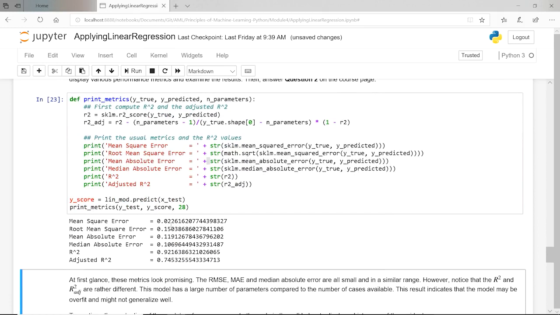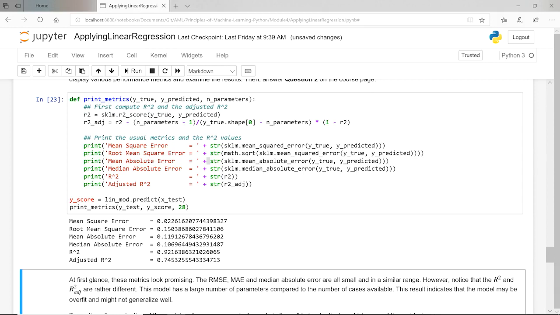Remember, this is for the automobile prices, specifically the log of the automobile prices, so it's important to keep in mind we're evaluating on the log prices. The mean squared error is just 0.02, and the root mean squared error, of course, is considerably bigger because it's the square root. Mean absolute error and median absolute error are pretty close. These are all pretty similar. R squared is pretty high, 0.92, which means we've explained a fair amount of the variance of that original data.